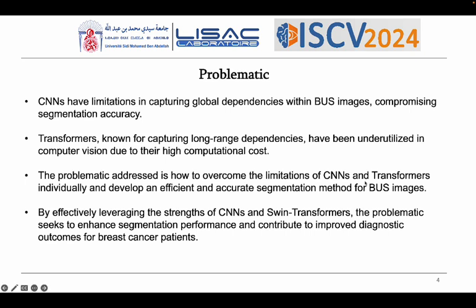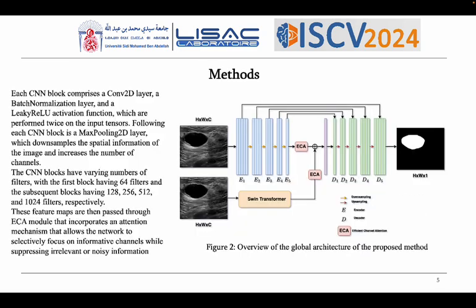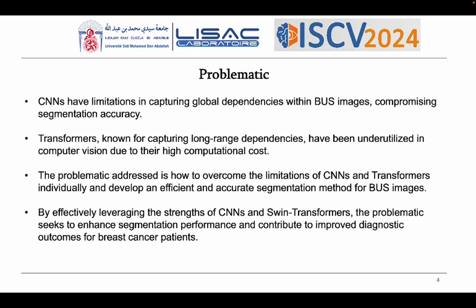Another problem is that transformers, which are known for capturing long-range dependencies, have been underutilized in computer vision due to their high computational cost. So we have two different types of architectures, CNNs and transformers. They both excel in certain areas, as we see here. The problem addressed in our research paper is how to overcome the limitations of both CNNs and transformers individually, and develop an efficient and accurate segmentation method for BUS images.